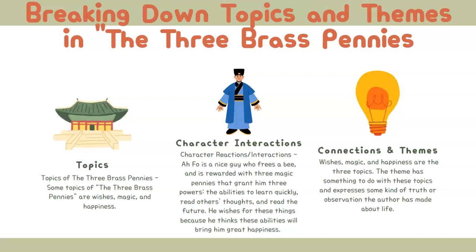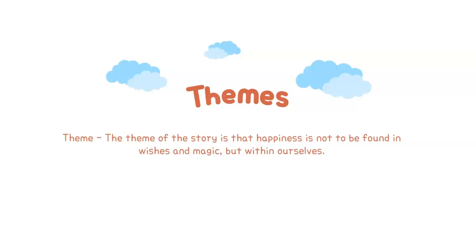Then you can put the topics and the character interactions together to find the connections and themes. So we have the topics of wishes, magic, and happiness. Those are the topics. The theme has to have something to do with these topics, and it has to express some kind of truth or observation the author has made about life, or the moral or lesson that the author wants you to take away from the story. So here are some themes from Lesson 1.03. The theme of the story is that happiness is not to be found in wishes and magic, but within ourselves.